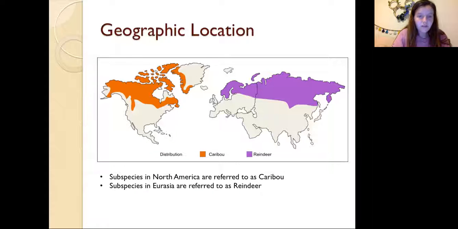In terms of their geographic location, most of the subspecies that we just covered that would be referred to as caribou can be found in North America. That would be in the orange there, but also the subspecies in Eurasia are actually referred to as reindeer, and that can be found in the purple section there.